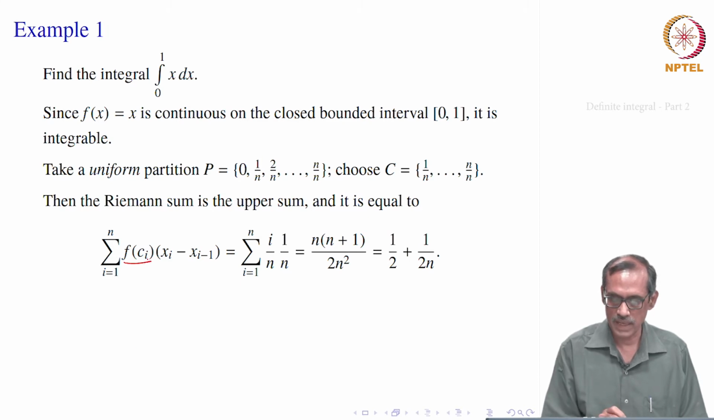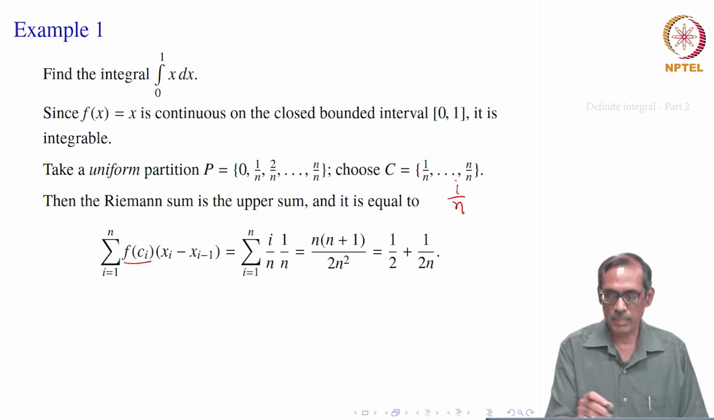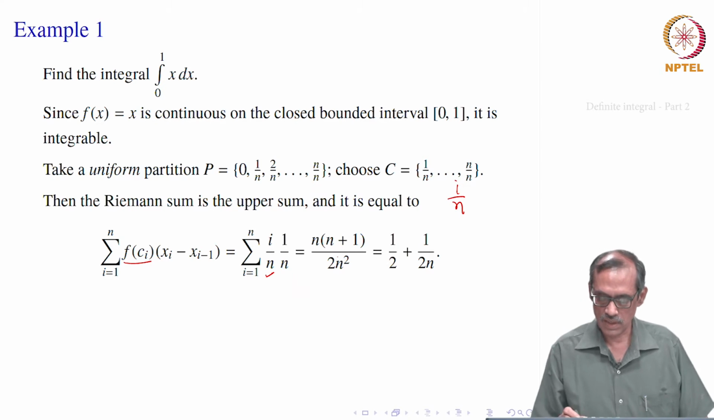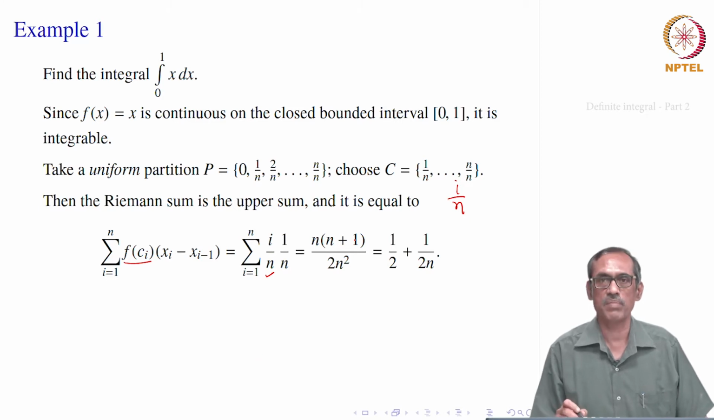Now, what is f of Ci? Ci is i divided by n. Okay. So, f of x equal to x, so f of Ci equal to i divided by n, and then the length of the sub interval is 1 by n. Now, you see it is 1 by n square into summation of i. Summation i from 1 to n is equal to n into n plus 1 by 2. So, divided by n square, that gives n into n plus 1 divided by 2n square. So, this we can express in the form half plus 1 by 2n.